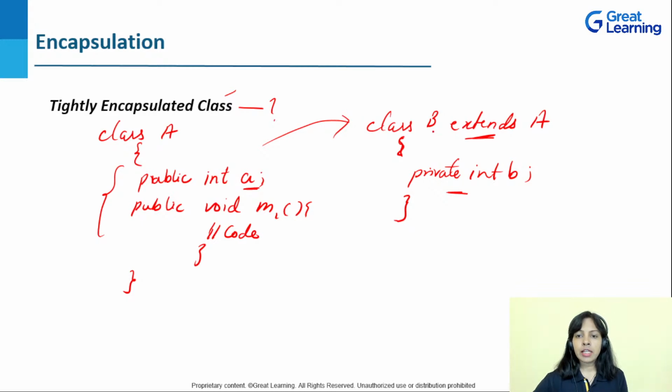So class B now has variable B also. It has variable A also. So both should be private, but they're not. A is public. That's why class B is not a tightly encapsulated class. Okay, so those who have given no as an answer, your answer is right.